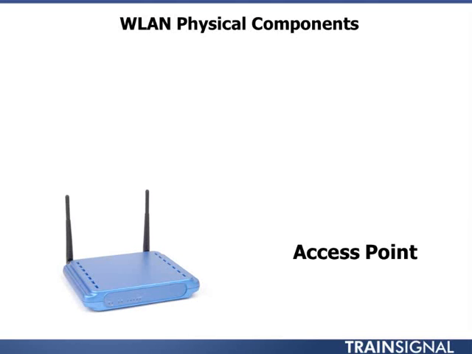The next most important physical component is the access point, sometimes called an AP or a WAP, meaning wireless access point. And this is the device that sends and receives signals and acts as the rallying point for all client radios. Normally, you don't have client-to-client communication. It takes place via an access point.